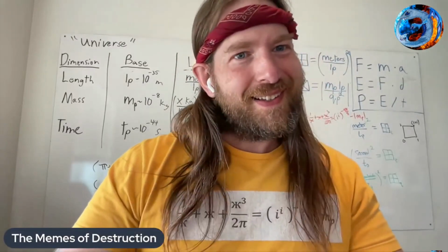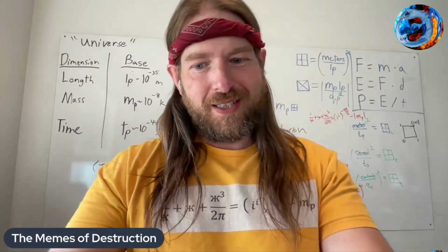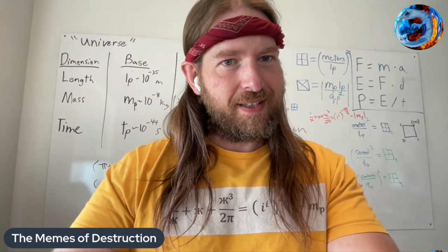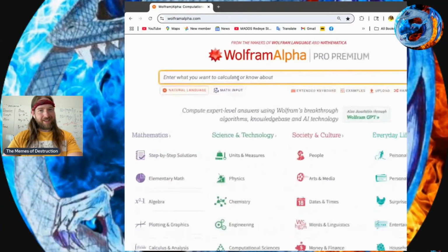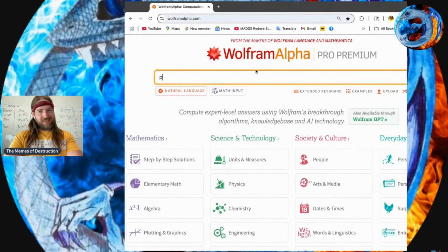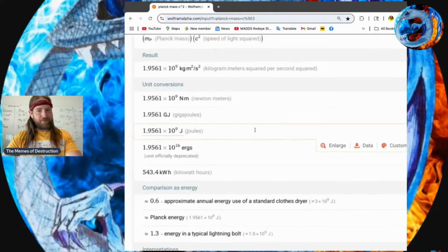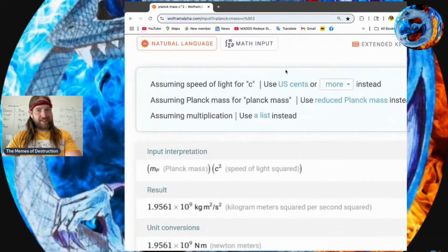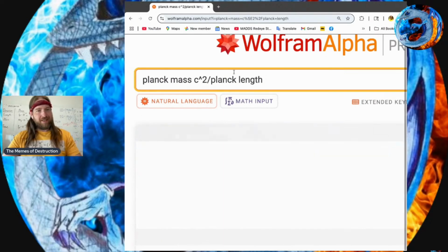Okay, let's pop up another window. We'll go to our friend Wolfram Alpha, and let's share this. We'll literally do what he had there. We do Planck mass, c squared. This will give us the Planck energy. Yep, we get the Planck energy right here. And then he had it divided by the Planck length, so divide by the Planck length.